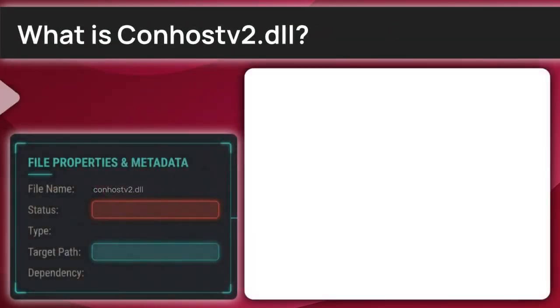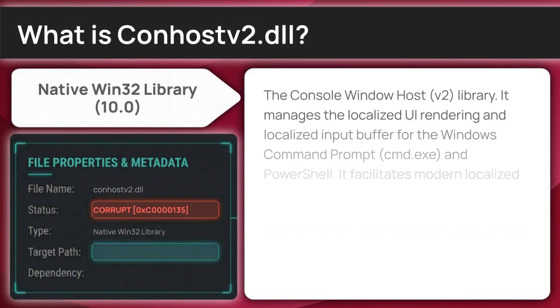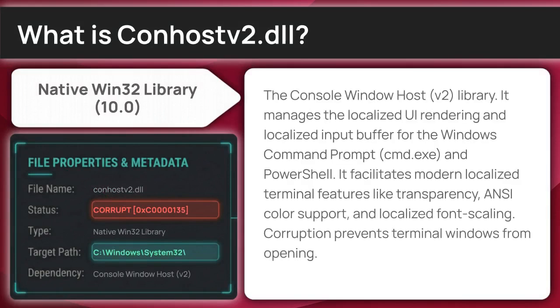This is the conhostv2 Library, the console window host v2 library. It manages the localized UI rendering and localized input buffer for the Windows command prompt, cmd.exe, and PowerShell. It facilitates modern localized terminal features like transparency, ANSI color support, and localized font scaling. Corruption prevents terminal windows from opening. Let's transition to the solution, starting with the official Microsoft redistributable.